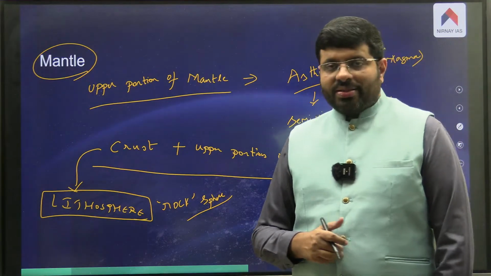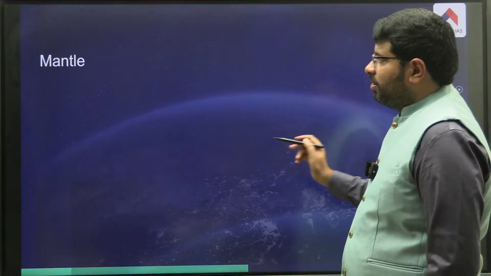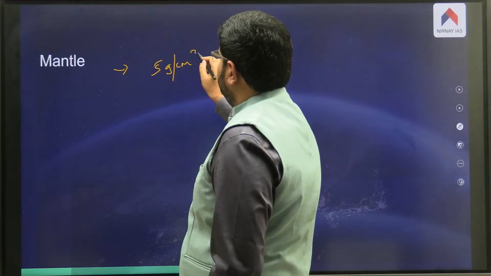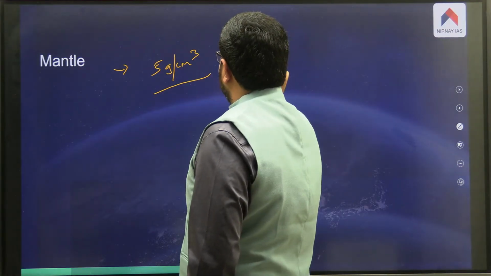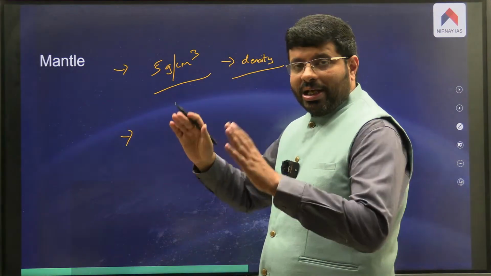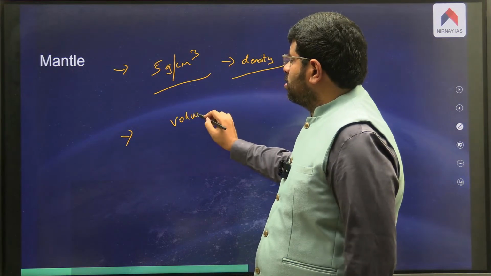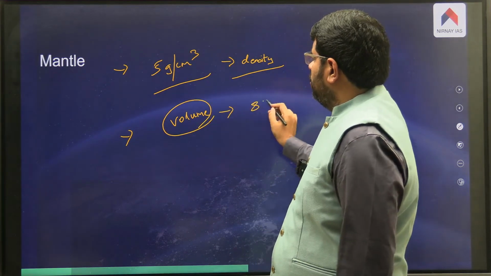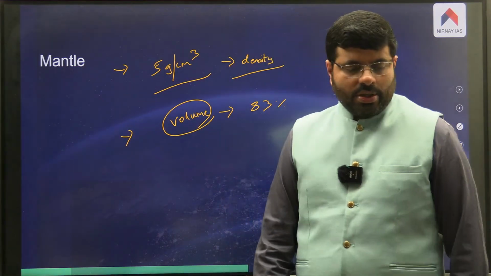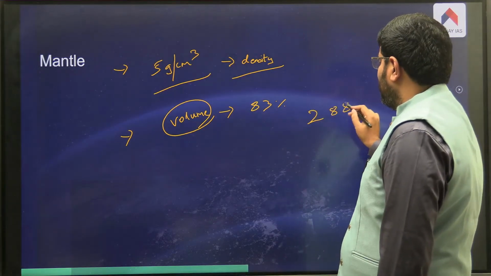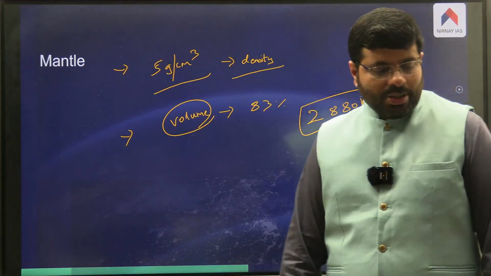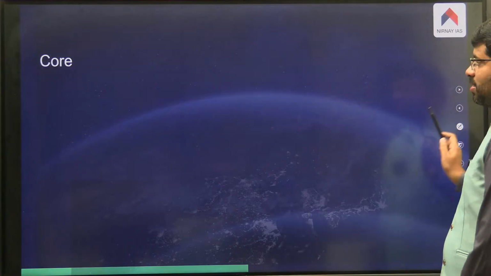Then the density of the mantle keeps on increasing to 5 grams per centimeter cube, which is much denser. And remember, among the entire interior of the Earth, volume-wise, the mantle is very dominant. Almost 83% of the Earth's interior is the mantle layer. And this stays until 2,880 kilometers. After 2,880 kilometers, that is when we have something called the core.